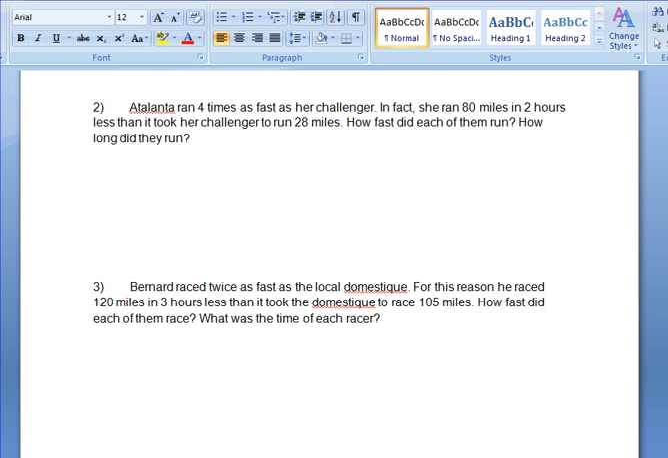Okay, we know that Atalanta ran 80 miles and we know that her challenger ran 28 miles. Okay, so we're given a distance. So let's go ahead and start off by diagramming this distance. All right, we have Atalanta and her distance was 80 miles. And we have her challenger. Her challenger's distance was 28 miles.